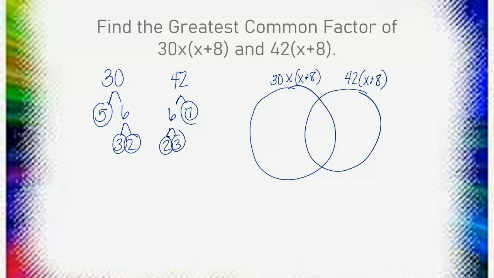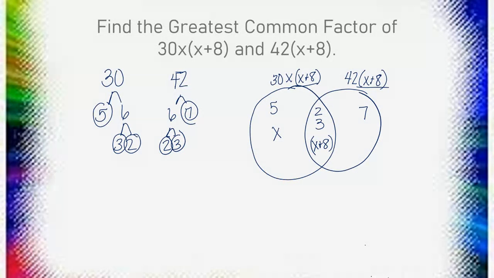All right. So it looks like I have a 2 and a 3 in common with my numbers. That leaves me a 5 and a 7 over here. I also have an x, and I have an x plus 8. That whole thing is one factor. But because I have an x plus 8 in both of them, I'm actually going to put that in the middle as my common factor.